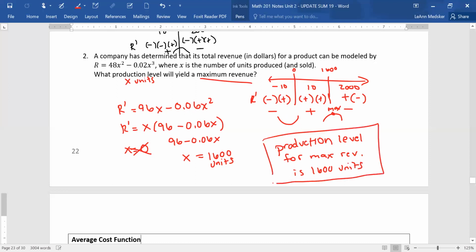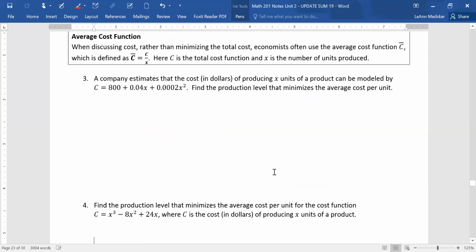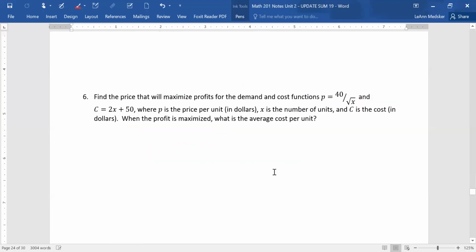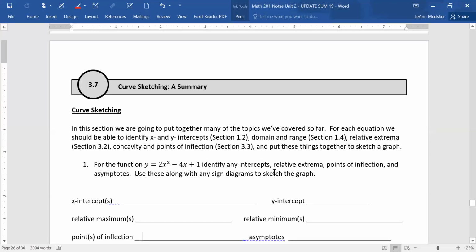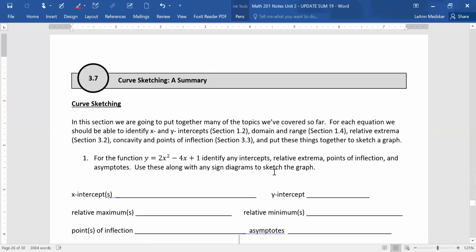So we'll be doing some more of these in class. We're going to look at some minimizing cost and some other types, but that's just a taste of those. So let's jump all the way down to the section 3.7. We're only going to do one of these since they are slightly longer than an average problem.